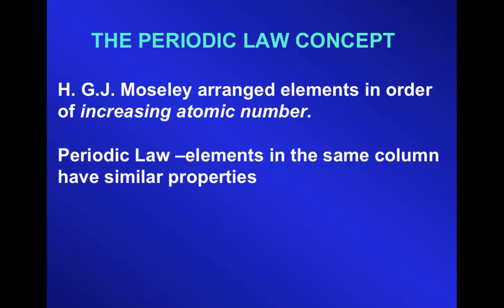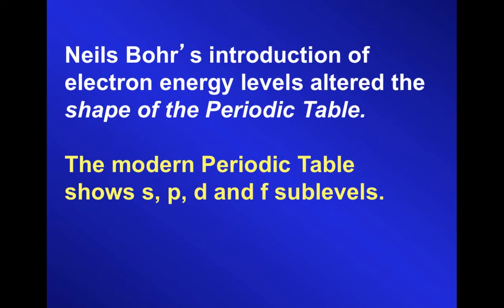Now remember that atomic number is the number of protons. It eventually led to the periodic law, which basically says that elements in the same column have similar properties. But ultimately it was Niels Bohr's introduction of the electron energy levels that changed the shape of the periodic table to what we have now.